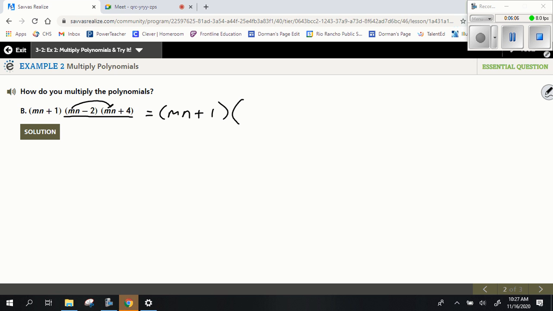So let's go, mn times mn is going to give me m squared n squared, right? Because m times m is m squared, and n times n is n squared. So now we'll do 4mn, right? 4 times mn is going to be 4mn. Negative 4 times negative 2 times mn is going to give me negative 2mn. And negative 2 times positive 4 is negative 8.